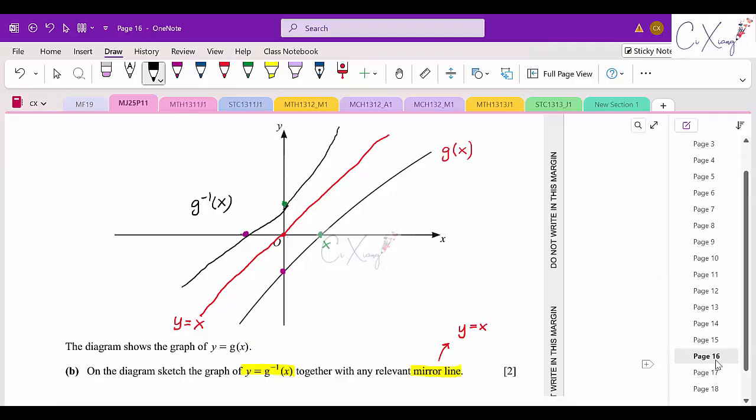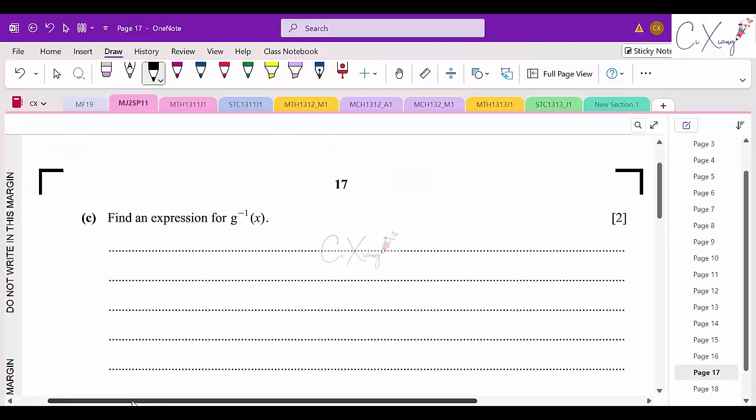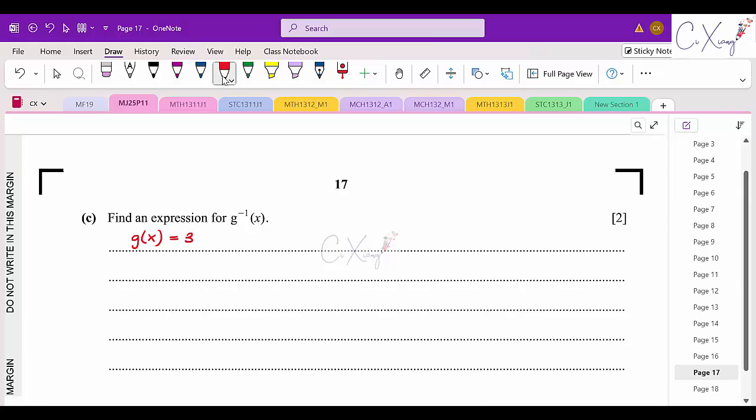Then let's continue to the next part, part C. They want us to find the expression for g inverse x. So let me show you the original function first. The original function g(x) is basically 3 times the square root of (x plus 2), minus 5. So this is g(x). I let y equal this expression. To find the inverse function, I make it become x equals something in terms of y. So I try to move everything over.